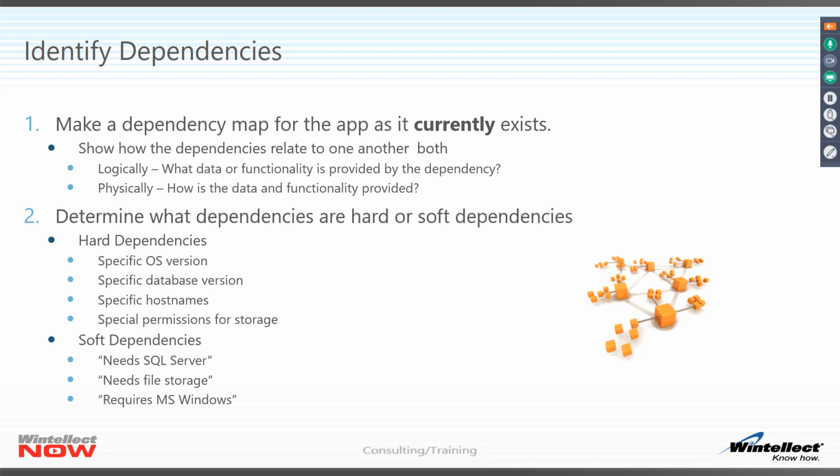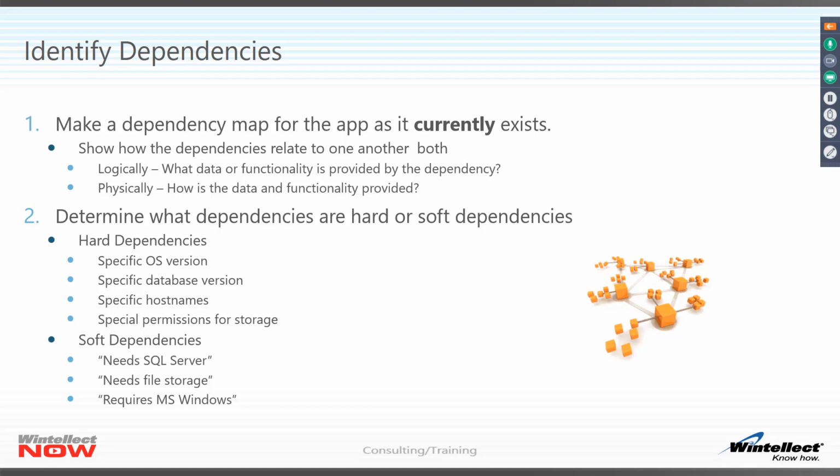Now, a soft dependency is a dependency that isn't necessarily tied to a specific version or implementation of something. Like say, I need SQL Server. Well, in some instances, if I was moving something to the cloud, for instance, I can use something like Azure SQL to stand in the place of a traditional SQL Server, and it fulfills all those requirements that SQL Server did. My application will work on Azure SQL, or it'll work on a local instance of SQL Server installed, or it can run on a SQL Server container, or it needs file storage or something like that.